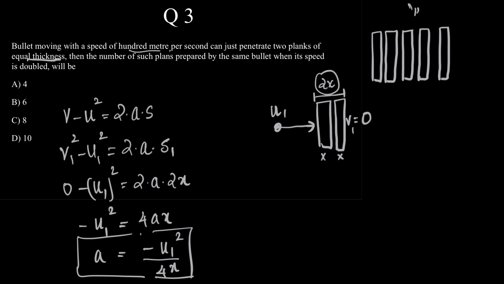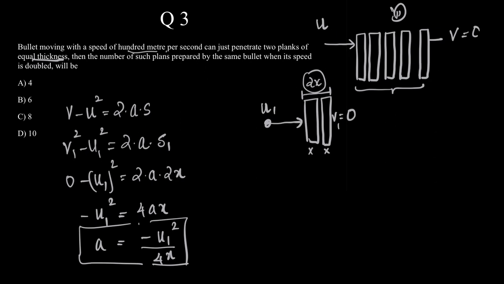Now let us see the second case. What is case number 2? The object is coming with a certain velocity u, and it travels some planks and eventually comes to 0. Let me call this u2 and v2. How many planks are there? We don't know, so we call that n. What is the thickness of one plank? It is x. So what will be the thickness of n planks? It would be nx. In this case, what is given additionally in the question is that its speed is doubled, which means u2 here is 2 times that of u1.